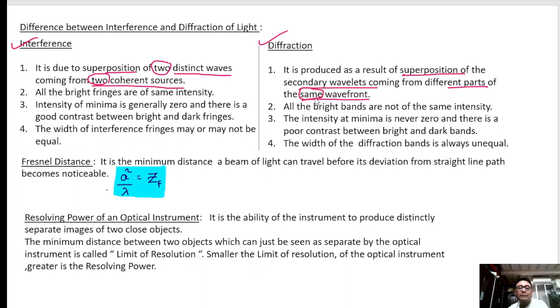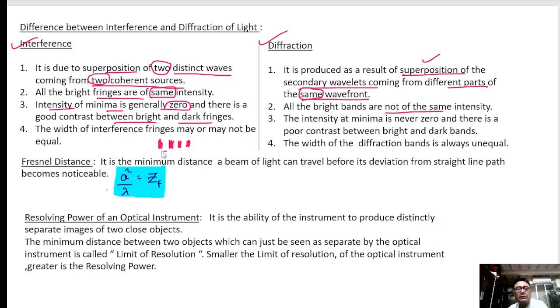We are considering the same wave, and it is due to the superposition. In interference all the bright fringes are of the same intensity, but here they are not of the same intensity. Intensity of minima is generally 0, and there is a contrast between bright and dark fringes. That means you can easily understand this is a dark band, this is a bright band, again a dark band, a bright band, dark band, bright.